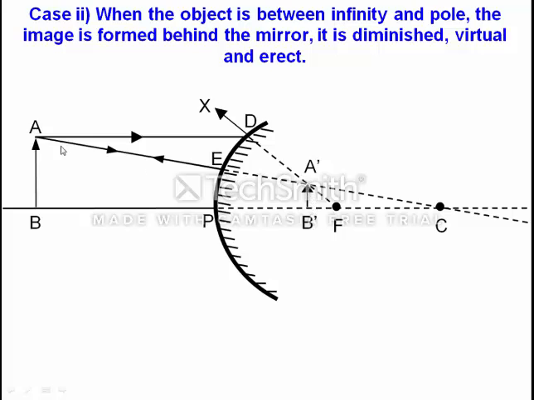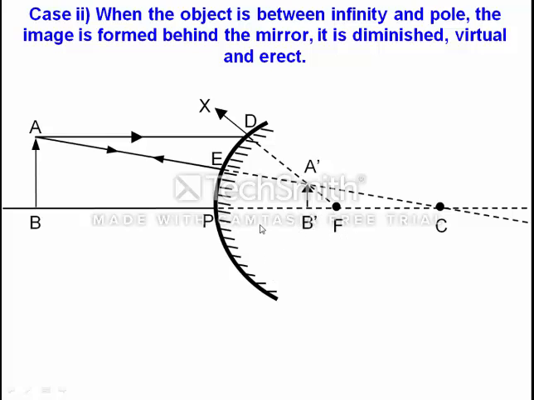And here we are saying that the image is smaller. A dash B dash is smaller in comparison to AB. So we can say that the image is smaller than the object, or that size is diminished. And third, the image is forming behind the mirror. The image is forming not in the front of the mirror, it is forming behind the mirror. So the position is behind the mirror.